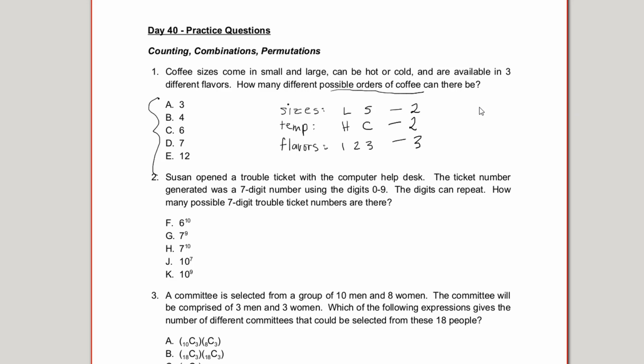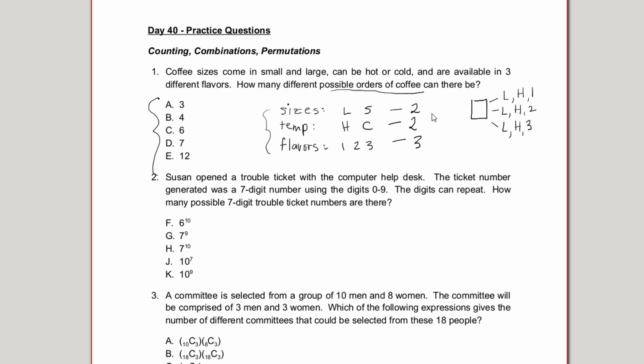So let's think a little bit about an individual coffee order and what we can come up with using these different options. We could order a large drink that's hot with flavor 1, a large drink that's hot with flavor 2, a large drink that's hot with flavor 3. And that's just 3 of the options we have. We could have cold with each one of these 1, 2, and 3, and we could have a size small for each one of these.